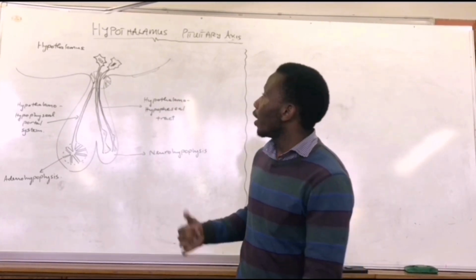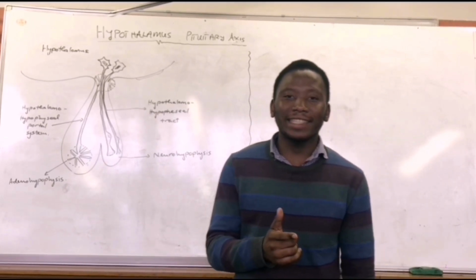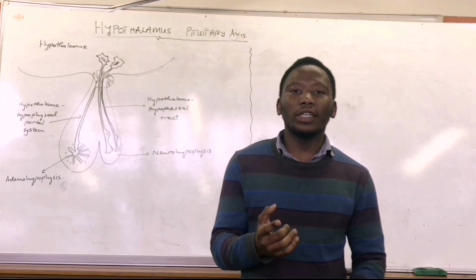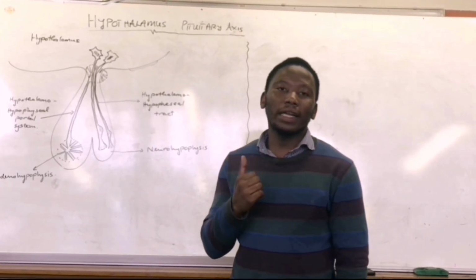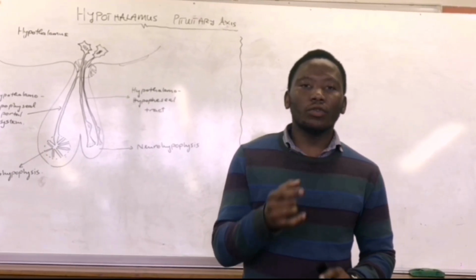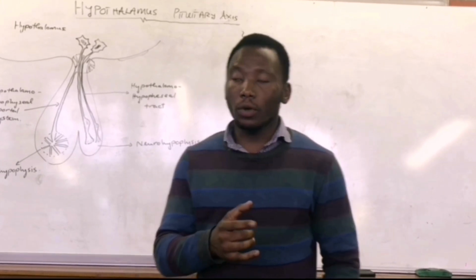Today we're giving you a brief overview on the physiology of the hypothalamus pituitary axis. In the last segment we mentioned the embryology and the histology of the hypothalamus and pituitary gland. Today we will look at how the hypothalamus exerts control on the major endocrine glands in the human body, okay? So, let's get to it.